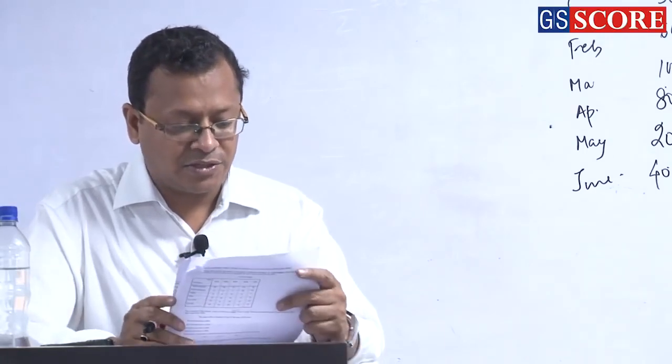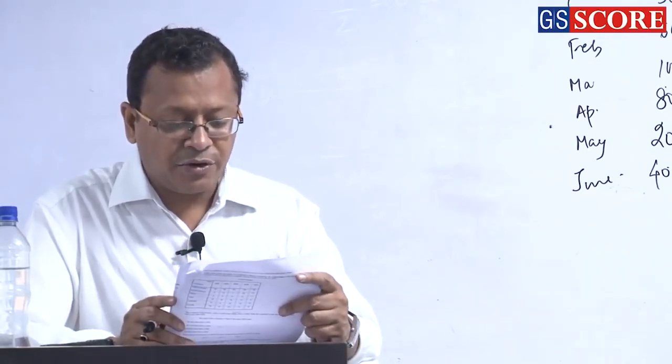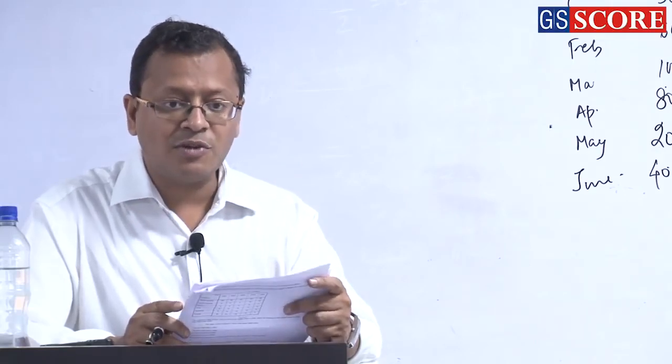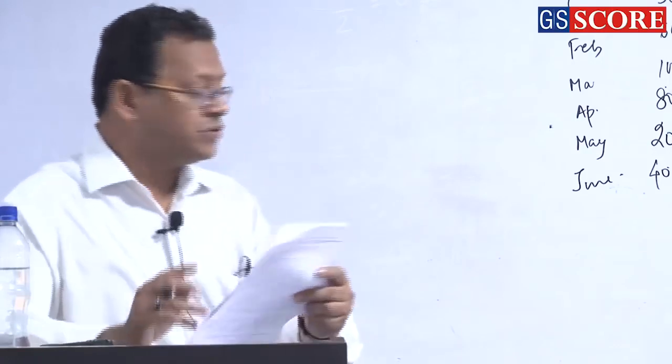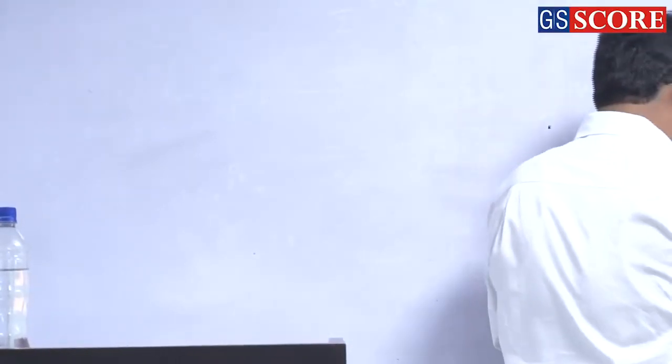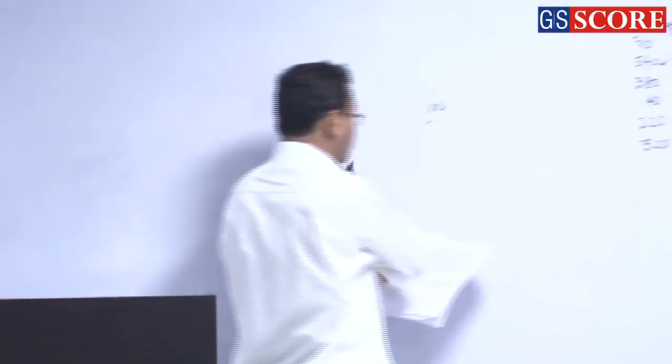So 16th question. Average of the 3 quotations for a particular item is 120. So total of the 3 quotations will be how much? 360. 120 into 3 is how much? 360. Correct? Is the highest quotation less than or equal to 139?